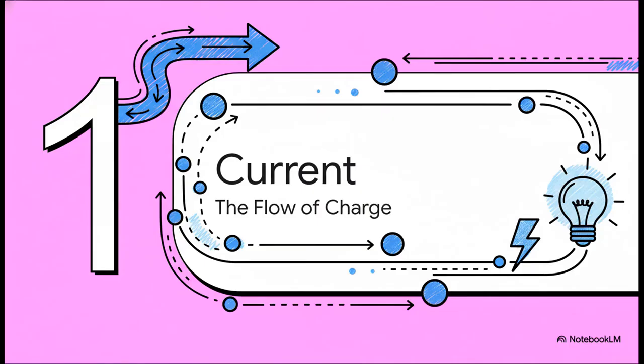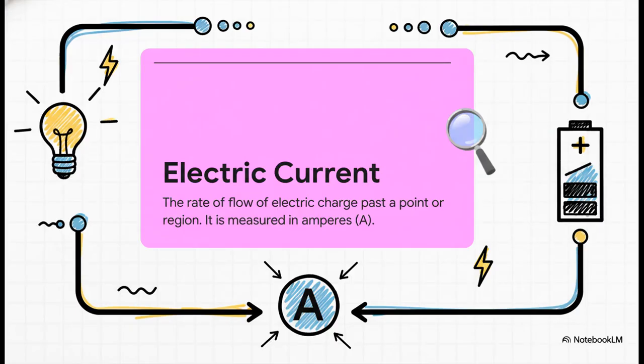So to get a grip on electricity, we have to start with the most basic thing it does. It flows. And that brings us to our very first key idea, current. Okay, so what is electric current? Well, the textbook definition is the rate that electric charge flows past a specific point in a circuit, and that charge is usually carried by tiny little electrons. We measure this flow in a unit you've probably heard of, amperes, or just amps for short.